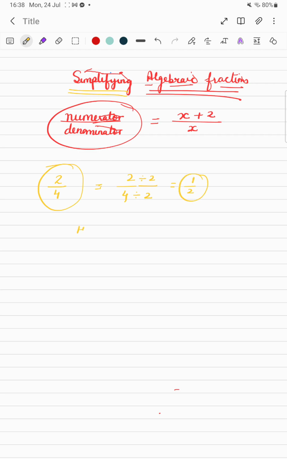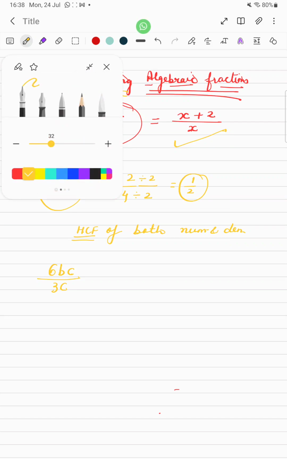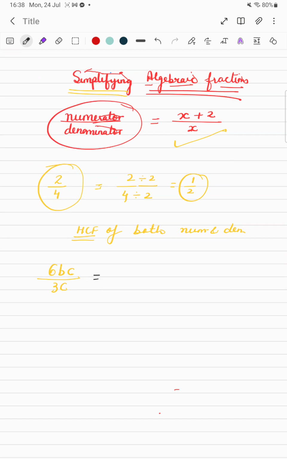So what I did was find the HCF of the numbers in the numerator and denominator, and then divide both numbers by that HCF. Something similar to this we have to do for algebraic expressions. For example, I have the question 6bc divided by 3c, and the question is to simplify this algebraic expression. I have to see how to factorize 6bc and find the common factors.